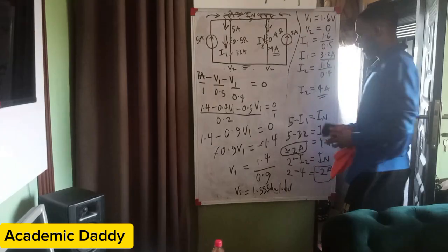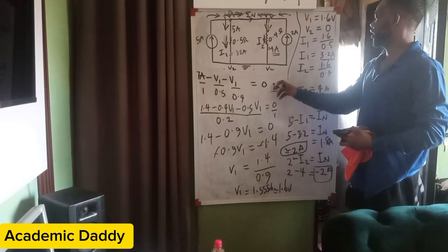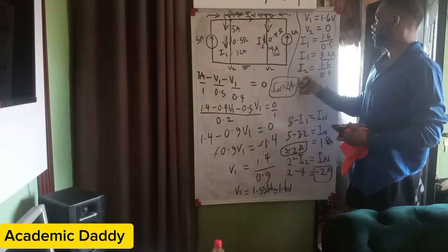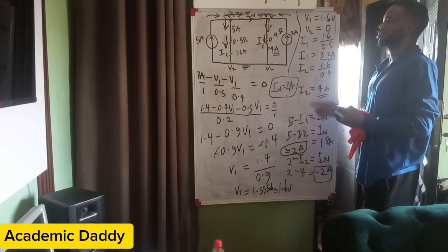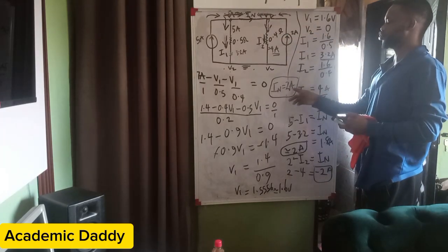So for that reason, IN is simply equal to 2 amps. That's the answer. IN is simply 2 amps. So the current in that ohms resistor we removed for Norton's is 2 amps.